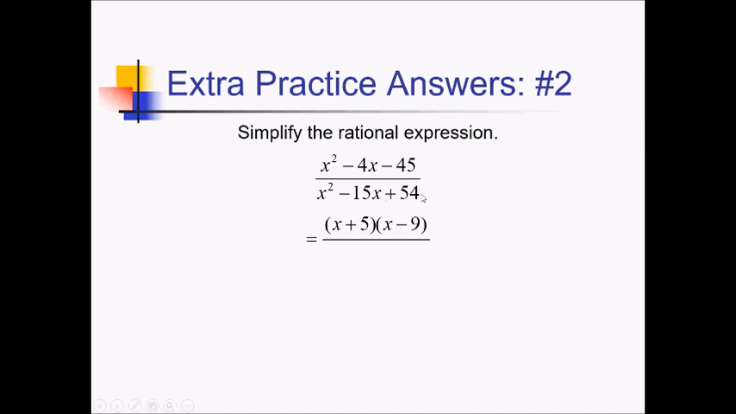Let's do the denominator. We need factors of 54 that add up to negative 15. 1 and 54 doesn't work, 2 and 27 doesn't work, 3 and 18, well, that would work if one was negative and one was positive, but they both have to be positive because it multiplies to a positive, or they actually have to both be negative. Multiplies to a positive, adds up to a negative, so let's keep going. How about 6 and 9? Well, yeah, negative 6 and negative 9 adds up to negative 15. So we have x minus 6, x minus 9. And now these common factors of x minus 9 will cancel, so that leaves us with x plus 5 over x minus 6.